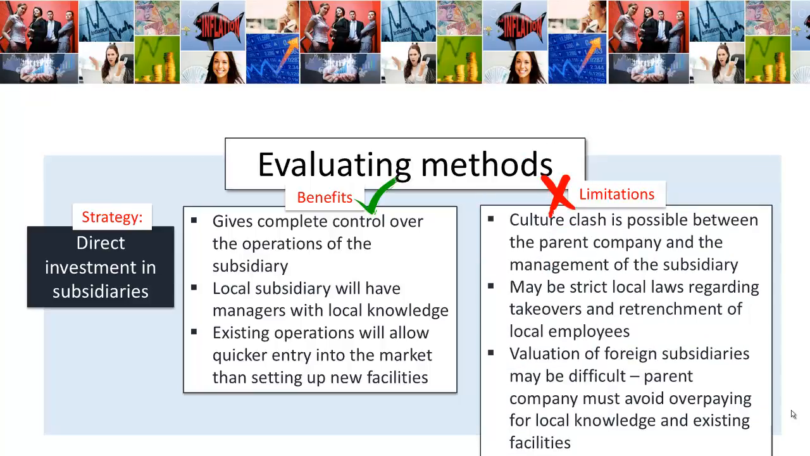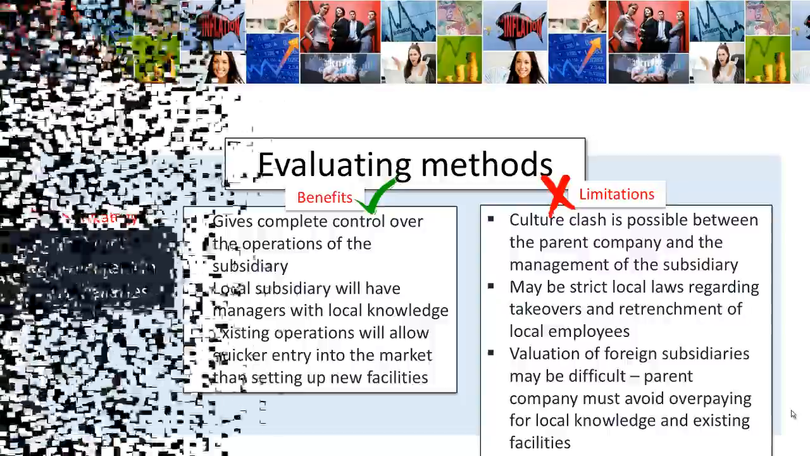Limitations. Culture clash is highly possible between the parent company and management of the subsidiary. May be strict local laws regarding takeovers and retrenchment of local employees. Valuation of foreign subsidiaries can be difficult. Parent company is going to avoid overpaying for local knowledge and avoid overpaying for the existing facilities.